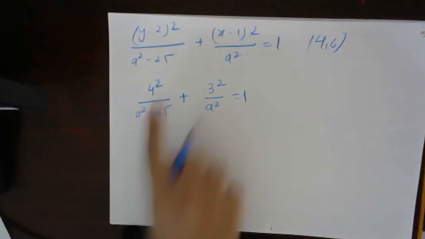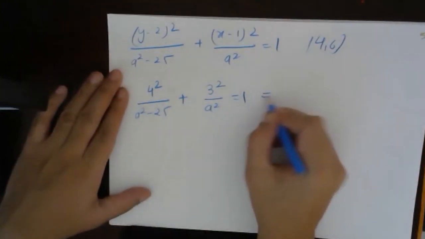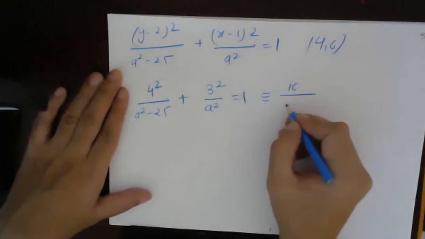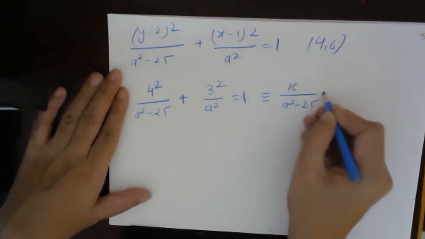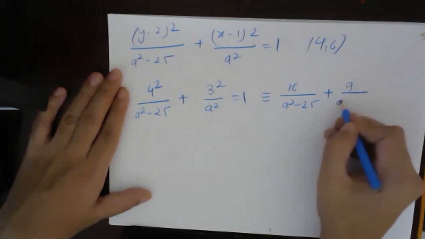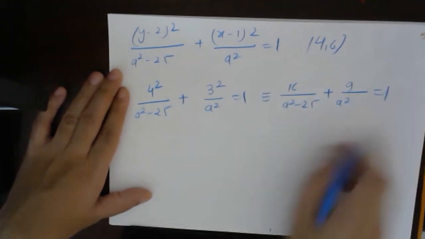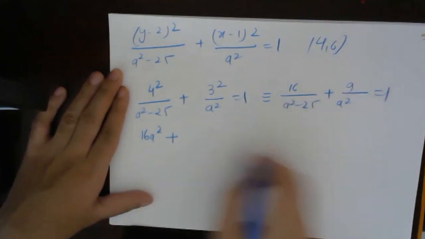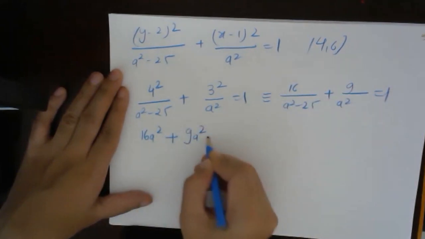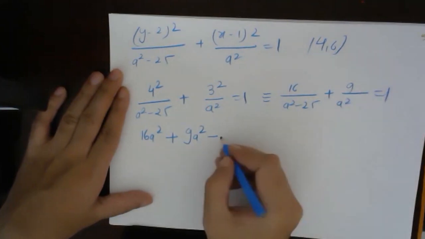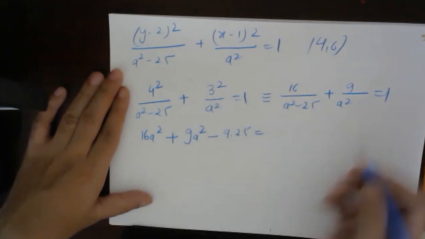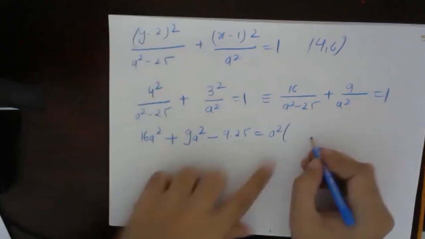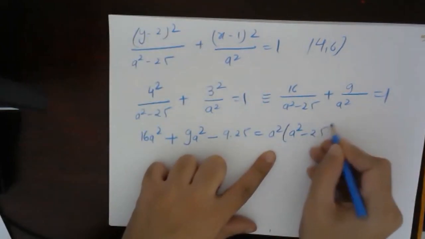Okay, so this is 16, this is 9. So this will become 16 by a square minus 25 plus 9 by a square is equal to 1. If I cross multiply, this will become 16a square plus 9a square minus 9 into 9 into 25 minus 9 into 25 is equal to a square into a square minus 25, right?